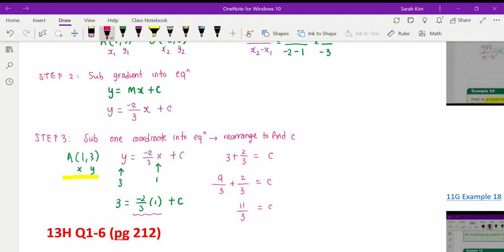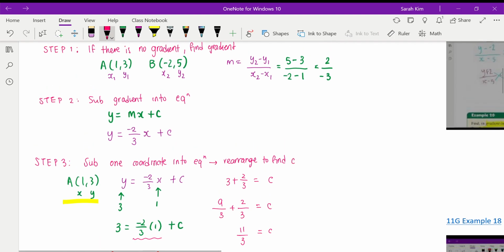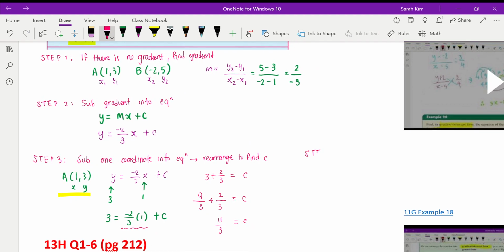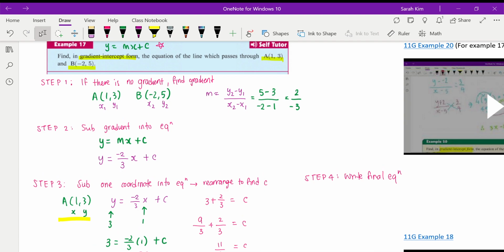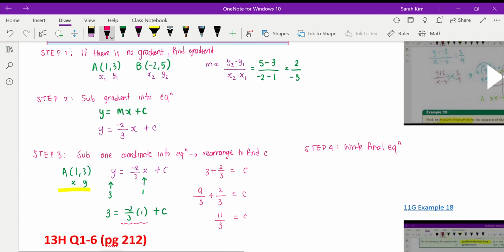So I'm almost done. My final step is step 2. I'm going to squeeze it in here. Hopefully you can still write it in your book and you've got enough space. Write final equation. And remember that we want our answer in the gradient intercept form. It says it over here. So we want to basically write y equals our slope, which is minus 2 over 3, x, and then our c, so plus 11 over 3. So that should be our answer.